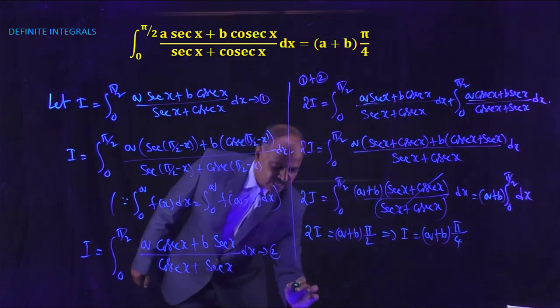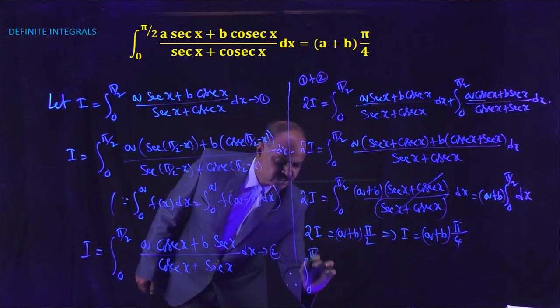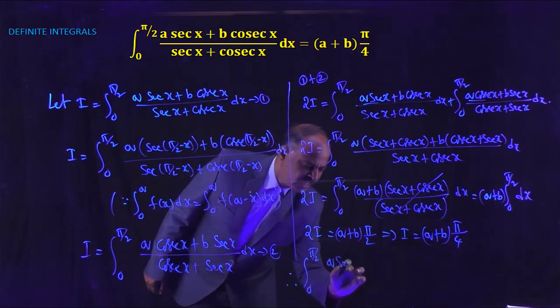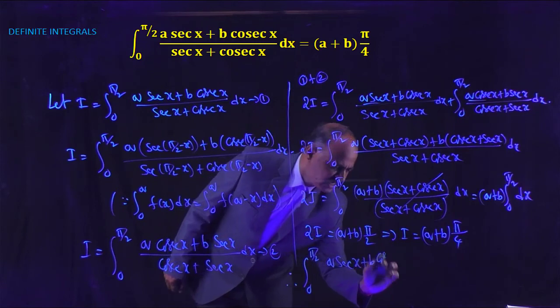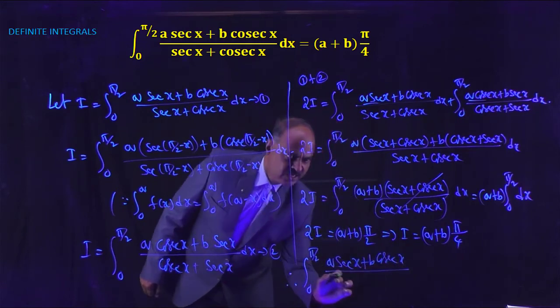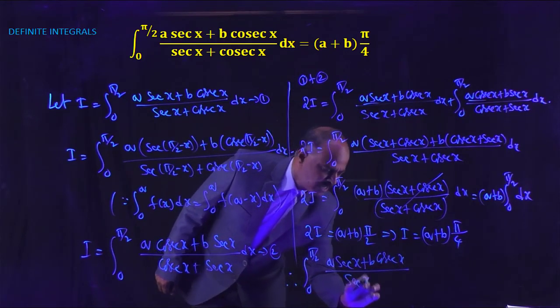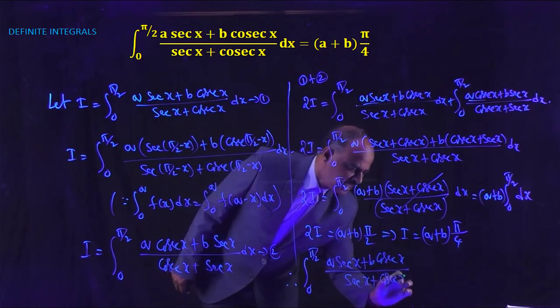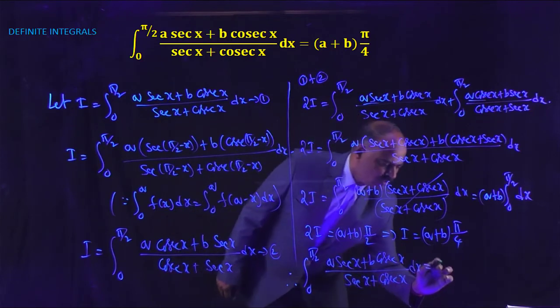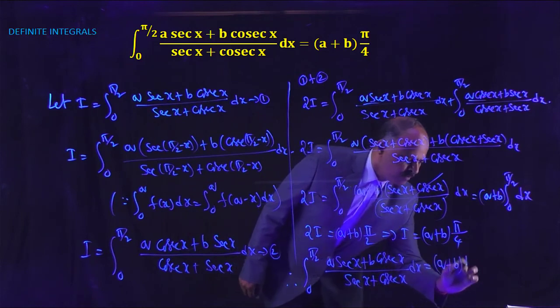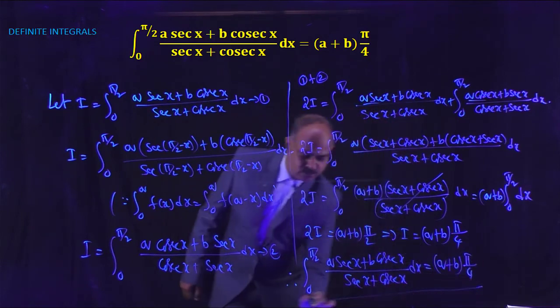Therefore, the integral from 0 to pi by 2 of (a secant x plus b cosecant x) divided by (secant x plus cosecant x) dx is equal to (a plus b) into pi by 4.